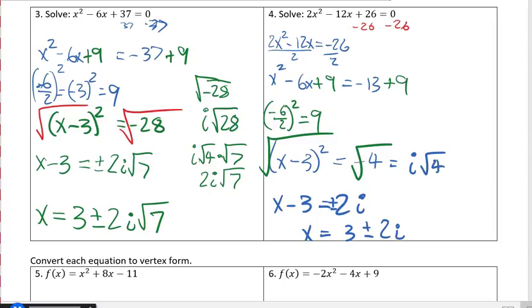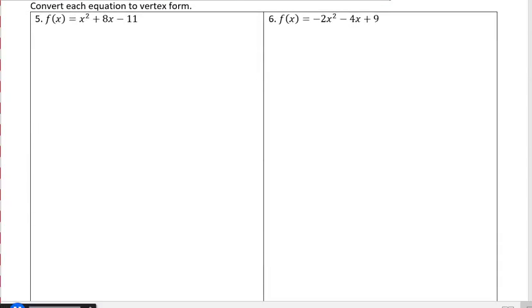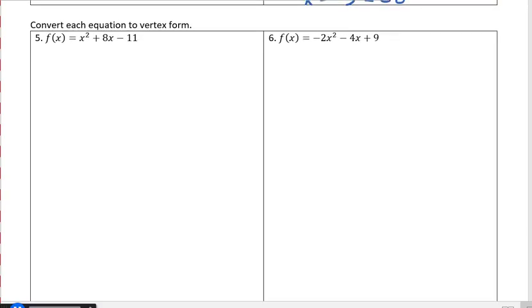Okay, one other thing we can use completing the square for is converting equations into vertex form. So remember, vertex form is when you have y equals a times x minus h squared plus k. So the reason we use completing the square to do this is, notice that we have a part that's squared. So in order to get something that's squared, we can use the technique of completing the square.